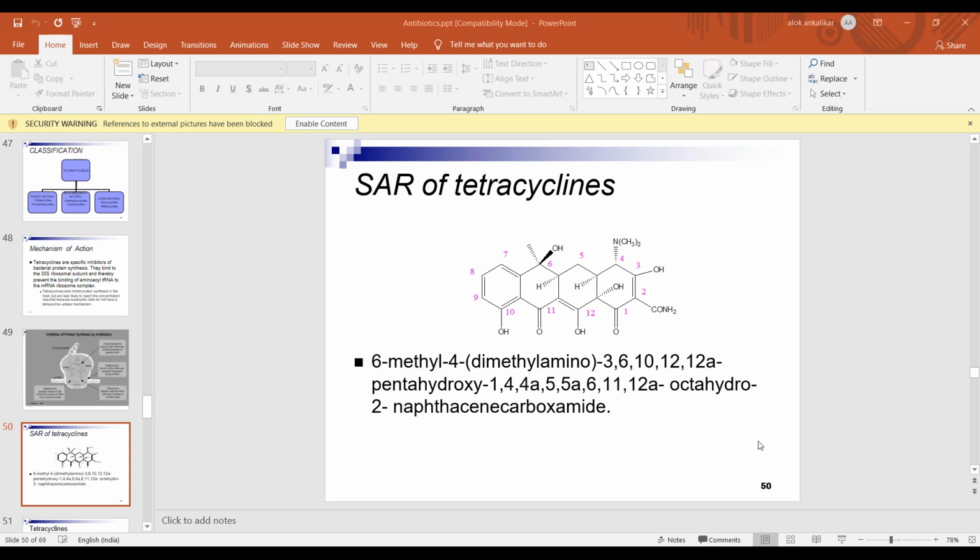It should be at the first position, second, third, fourth, 10th, 11, 11A and 12. I repeat, there should be substitution of a hydrophilic group, or the group substituted should have a hydrophilic character. And where should this substitution happen? It should happen at positions 1, 2, 3, 4, 10, 11, 11A and 12.